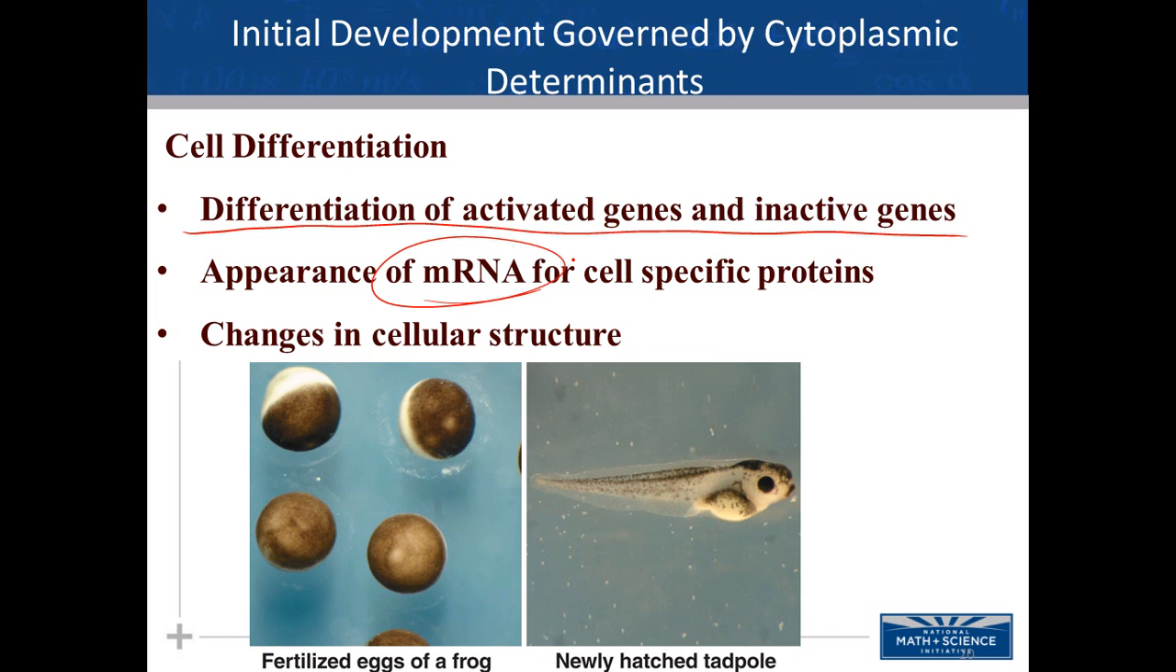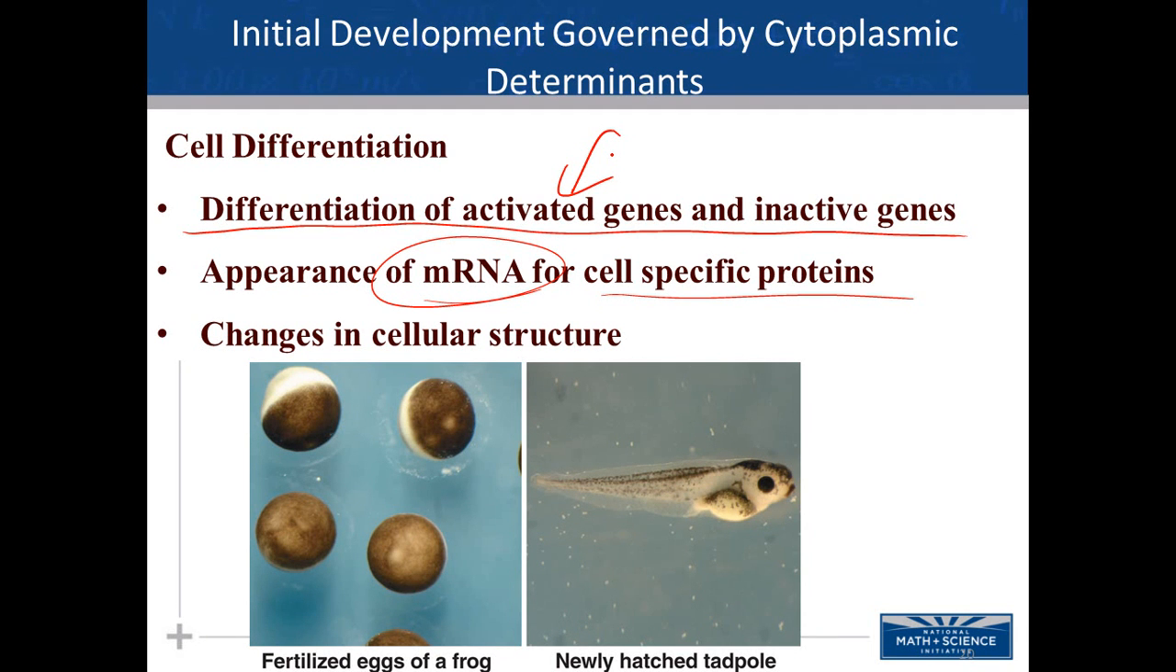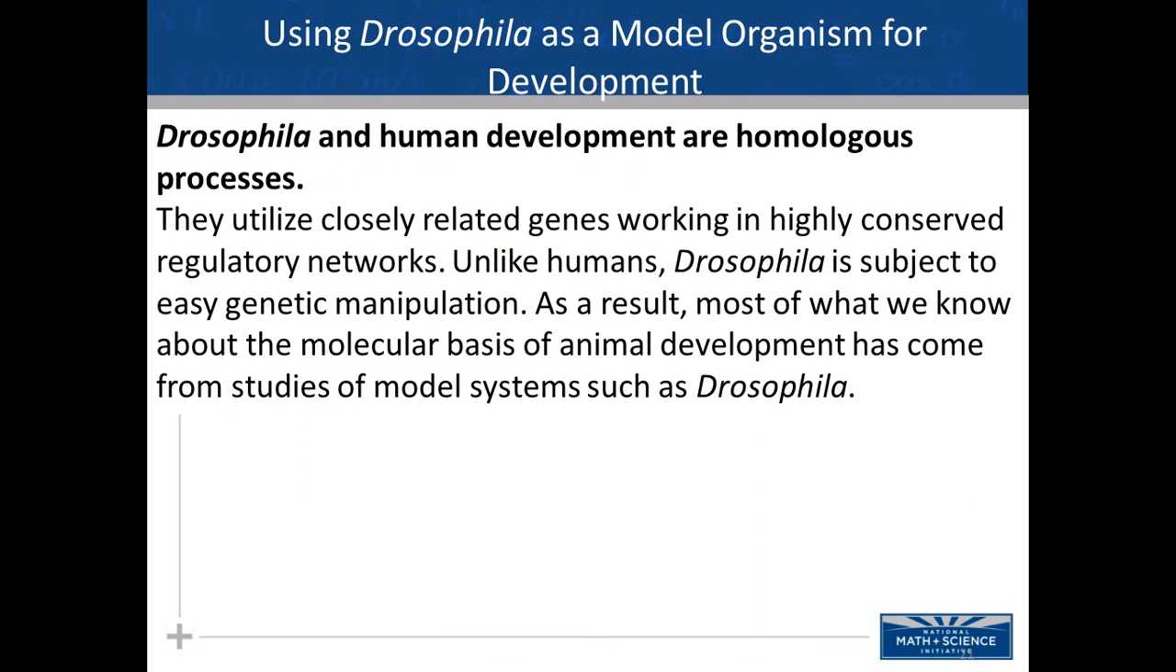So there's going to be an appearance of certain messenger RNAs for certain specific proteins, and this may also involve transcription factors. And ultimately, once transcription and translation takes place of these activated genes, then we're going to see a change in the cell structure.